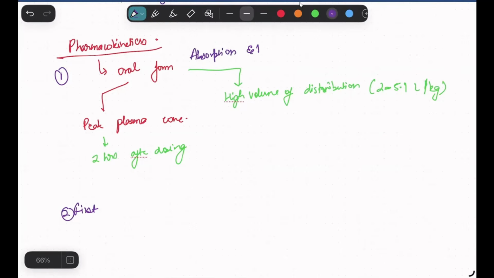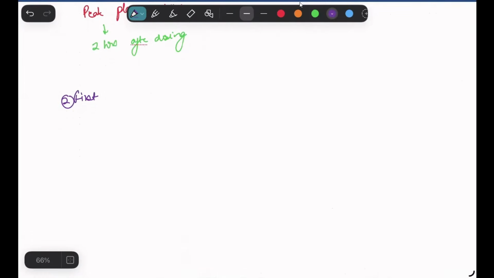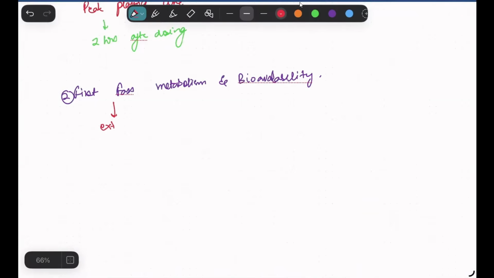Okay. Absorption and distribution. Clear? Coming to the first pass metabolism and bioavailability. We studied a bit about it when we were discussing NDMC bioavailability. So what is the first pass metabolism of clozapine? It undergoes an extensive first pass metabolism. So what do you understand by this, that extensive first pass metabolism?